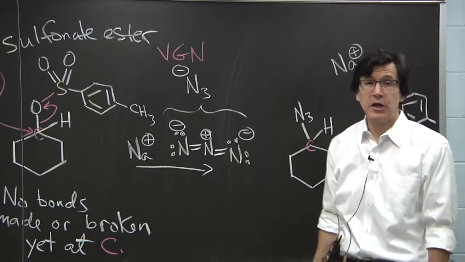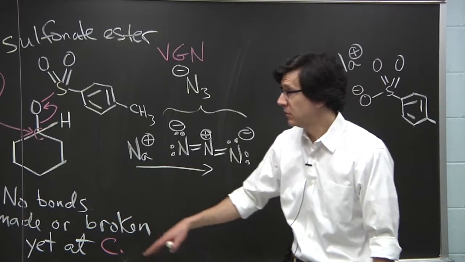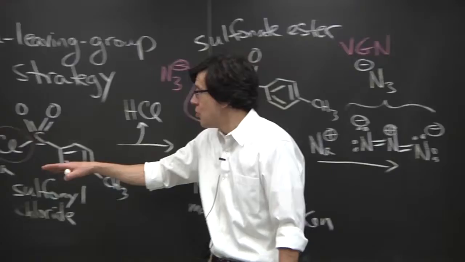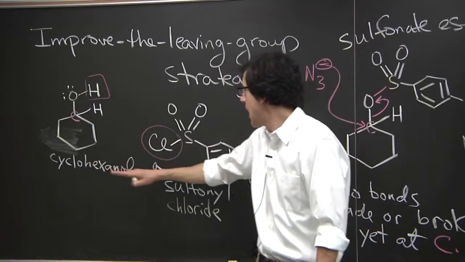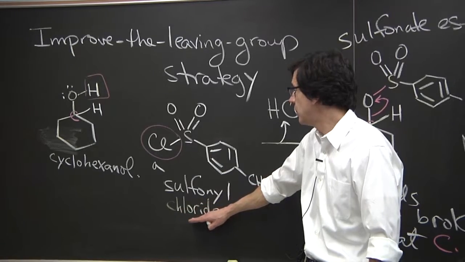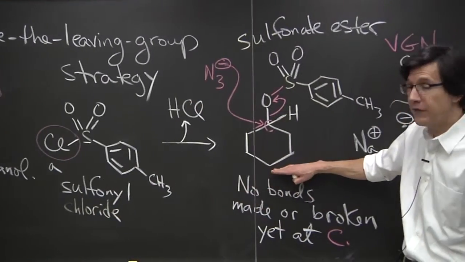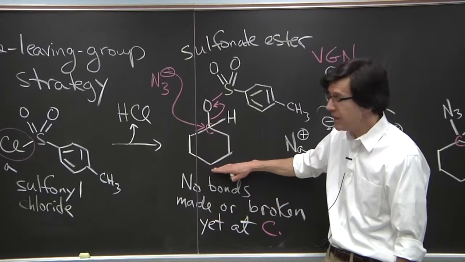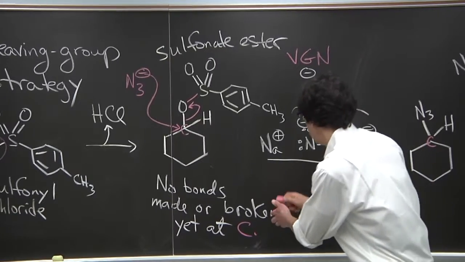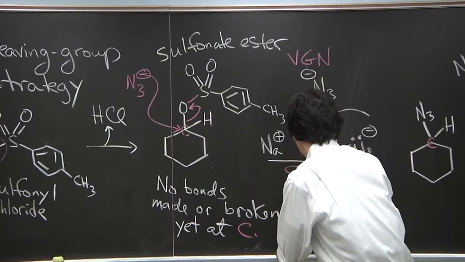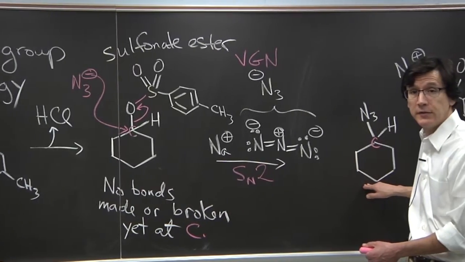So this is another improve-the-leaving-group strategy. You start, go back over here, you start with an alcohol. You do a reaction with a sulfonyl chloride. That generates a sulfonate ester as the intermediate. And then you do the SN2, this is the SN2 step, and you get your substitution product.